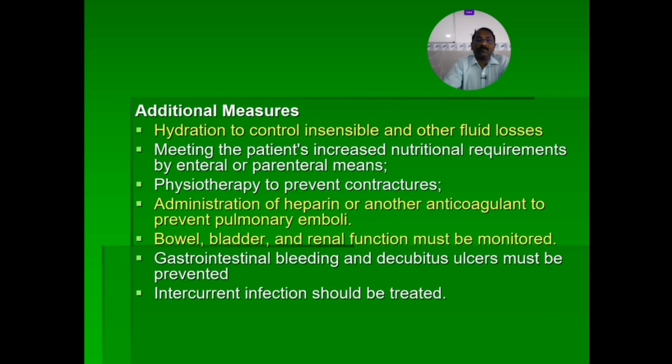Hydration, meeting the patient's increased nutritional requirements by enteral and parenteral means. Physiotherapy to prevent contractures and avoid muscle rupture. Administration of heparin and other anticoagulants to prevent pulmonary embolism and DVT. Bowel, bladder and renal functions must be monitored. Gastrointestinal bleeding and decubitus ulcers must be prevented. And intercurrent infection should be treated with proper antibiotic coverage.